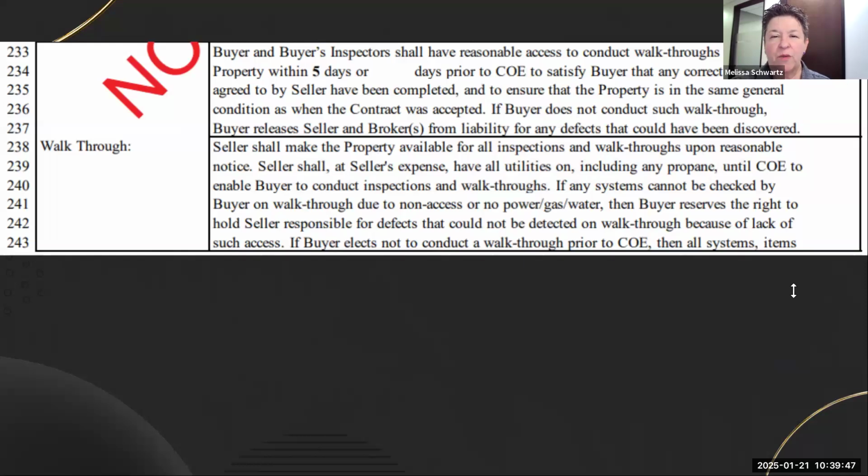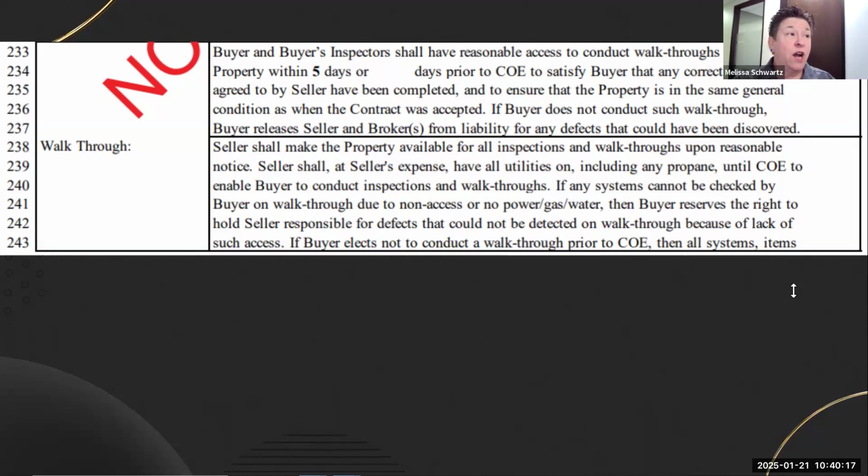Okay, let me get out of the way here. So 5 days or blank days prior to close of escrow. So how many days right now should that work be done if there's work being done? How many days prior to close on AAR? 3. Now how many is it with this offer? Five, or blank. So if you want it to be the 3 days, you need to change it if you are a buyer's agent or the seller's agent.